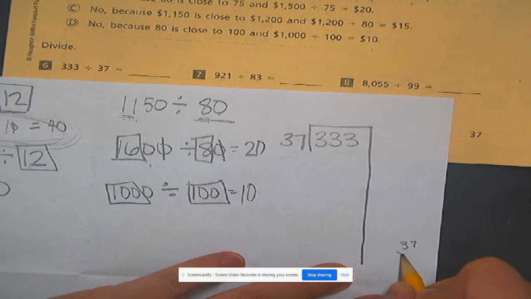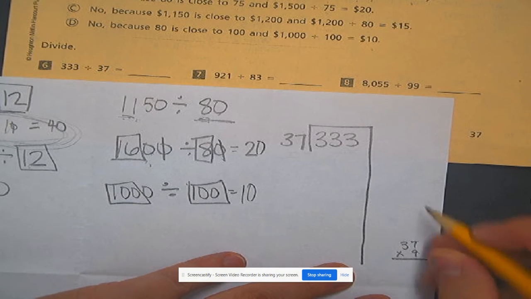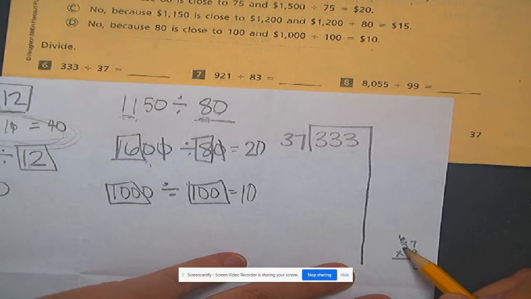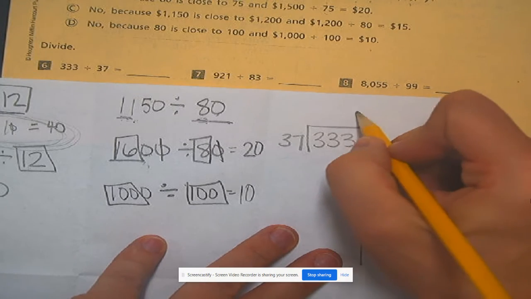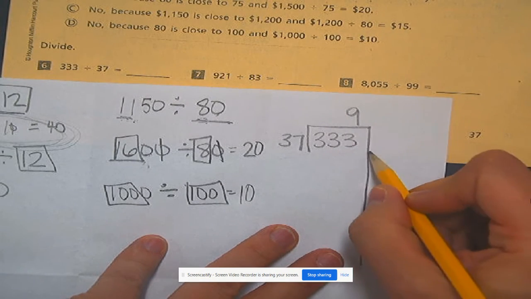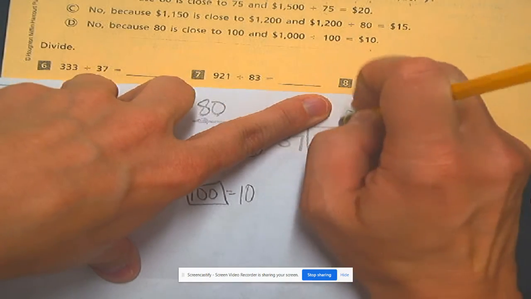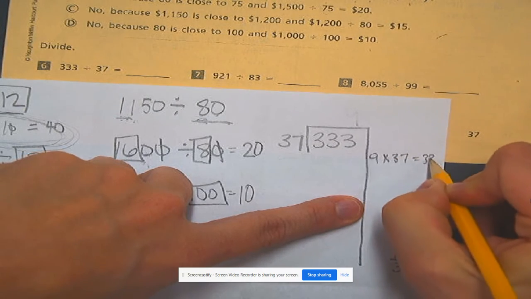So 37 times 9. 9 times 7 is 63, put down the 3, carry the 6. 9 times 3 plus 6 is 33. Oh, stop. So 9 times 37 is, oh, whoops. What did I do? That should be right here. 9 times 37 equals 333.